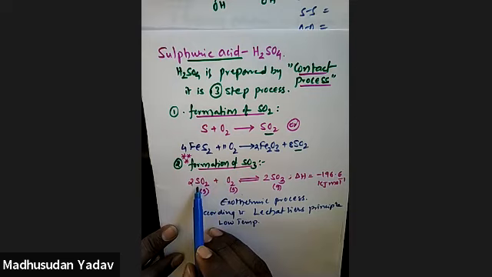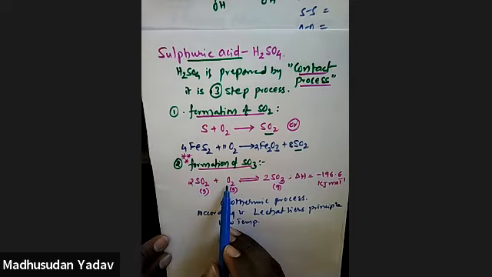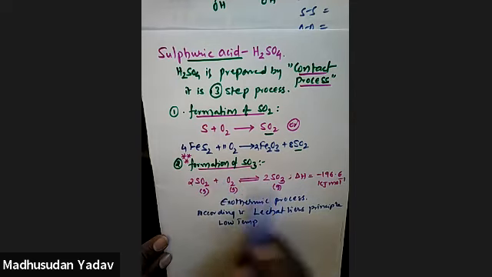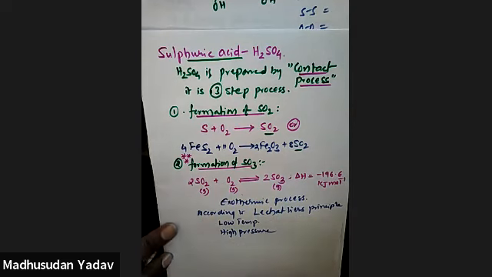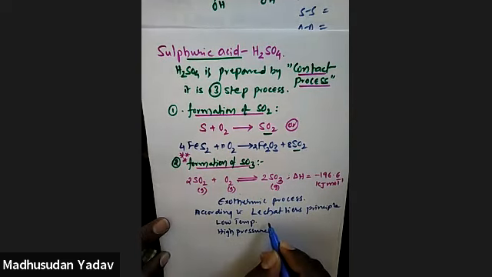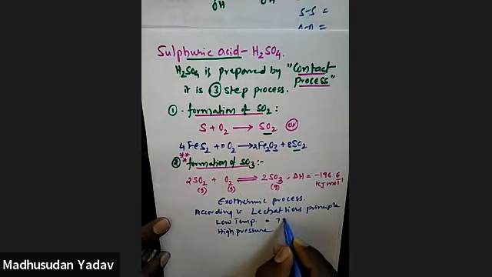Here 2 plus 1. How many moles of sulfur dioxide are there? 2. 1 oxygen converting into 2. That means 2 plus 1, 3 moles converting into 2 moles. Number of moles are decreasing from left to right, so high pressures are required. So low temperature and high pressure. So how much is that low temperature? Nearly 720 kelvins. And 2 bar pressure is used in this.